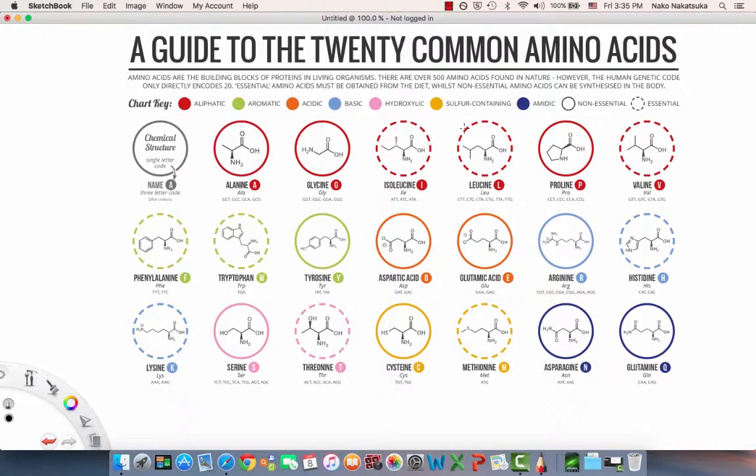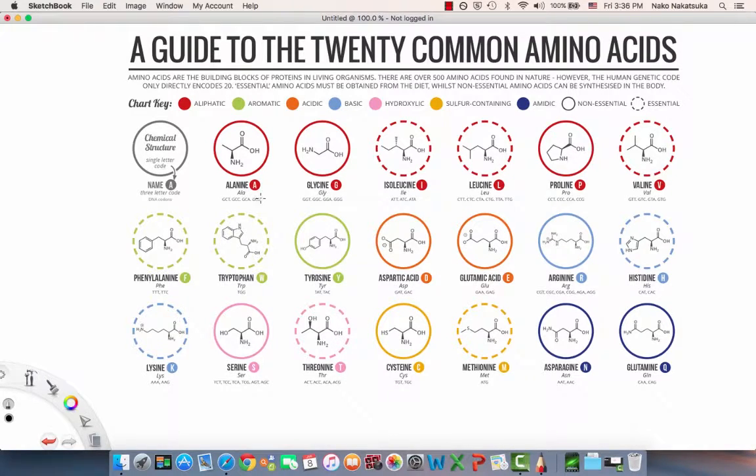So you can tell the difference between the two using this chart key. Non-essential ones, which can be synthesized in the body, are these solid circles. On the other hand, if they're essential, where you have to consume it, is this dotted line. So for example, isoleucine, leucine, valine, phenylalanine, tryptophan, all of these have to be gained from eating.